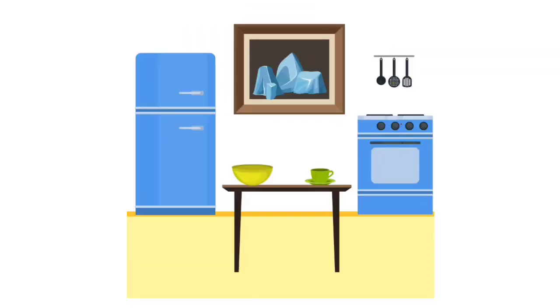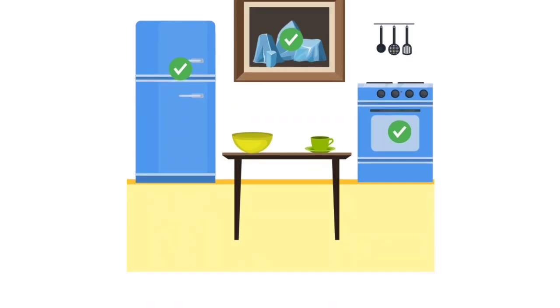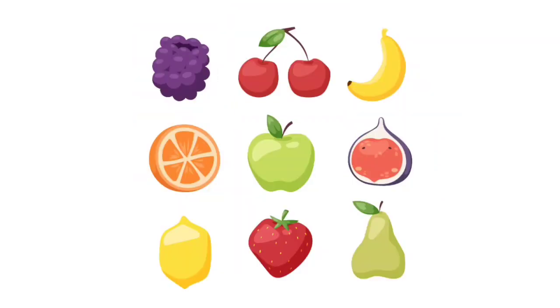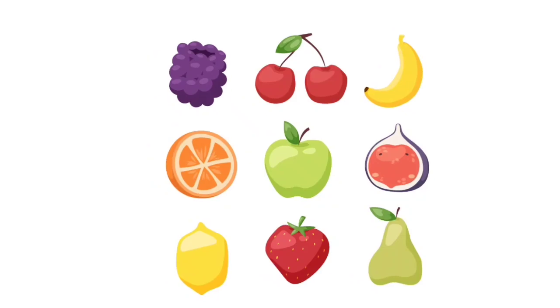Now dear students, what you have to do? Click on everything that is blue. Which things are blue in this picture? Blue fridge, blue stones, blue dishwasher. Now let's click on everything that is yellow. Which things are yellow in this picture? Yellow banana, yellow lemon.